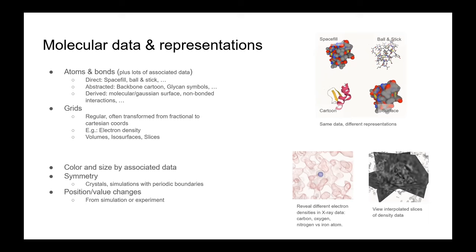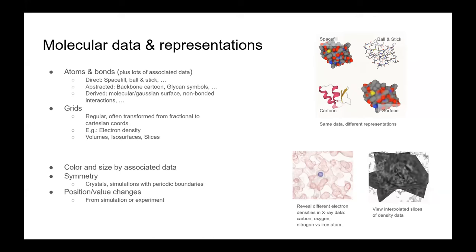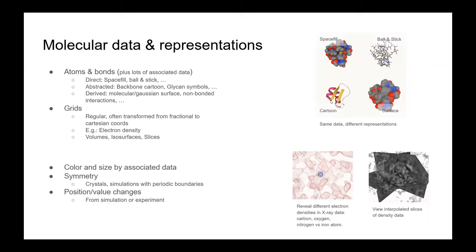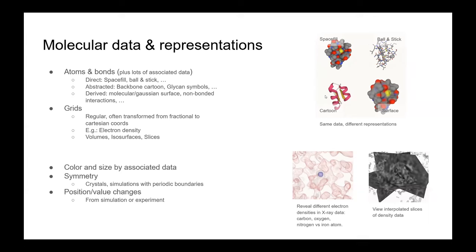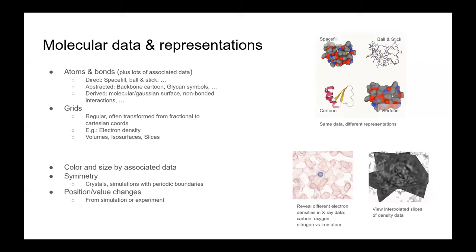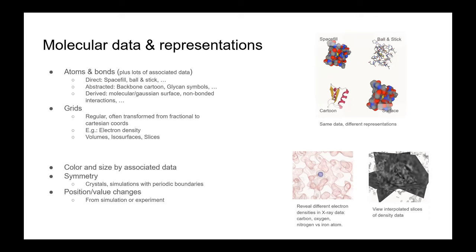And then there are also more abstract representations. We just use meshes for rendering. So there's a cartoon representation. It's a trace through the backbone part of the molecule. And then sometimes you also just want to see a sort of shrink-wrap surface around the protein to see the overall shape and where water or drugs may or may not penetrate.